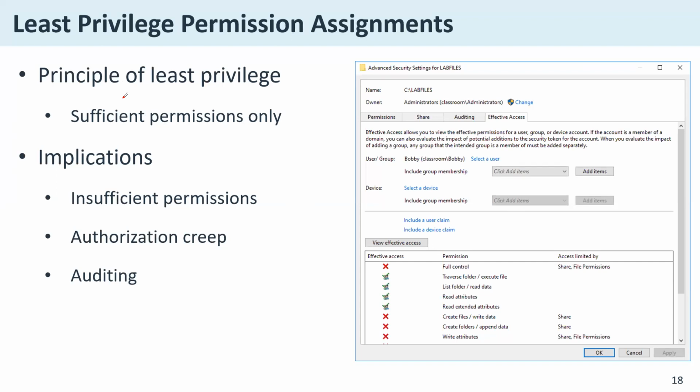So one thing you need to understand for your exams and in security in general is that you should always employ the principle of least privilege. Least privilege means that we want to offer permissions only to what is necessary, only to what is important for that person.